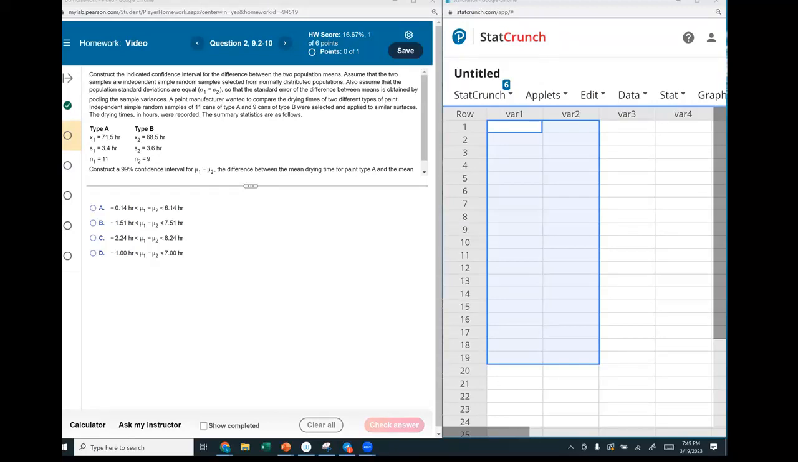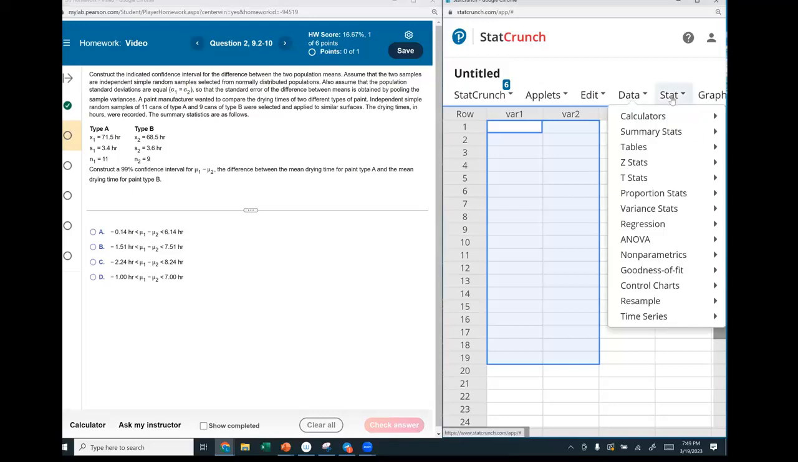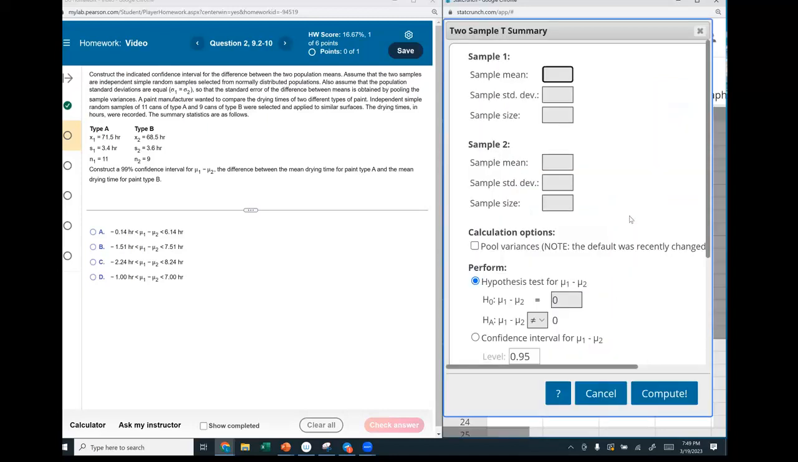The drying times in hours were recorded. The summary statistics are as follows. So we have these summary statistics. Construct a 99% confidence interval for mu1 minus mu2, the difference between the mean drying time for paint type A and the mean drying time for paint type B. Let's see what that says. So let's go to Stat, T Stat, two sample with summary. And I'm going to put my information in.